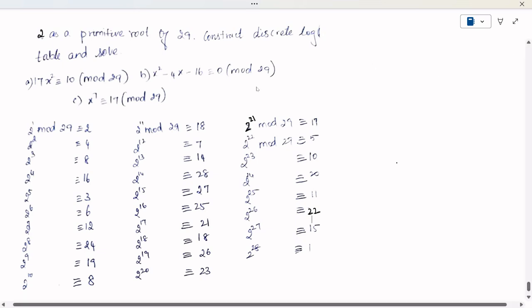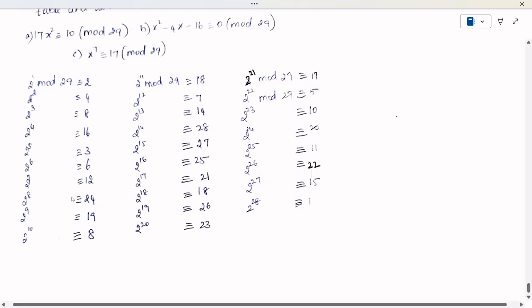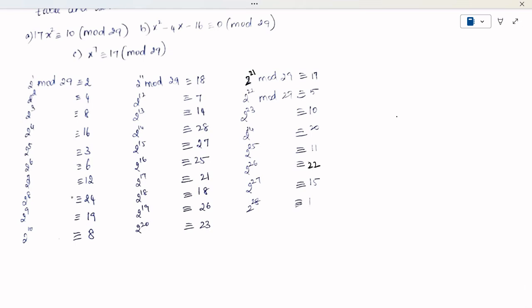Okay, I have already constructed the discrete log table. You can try it out later. Using this table, now we are going to solve these questions. The first question is 17x square is congruent to 10 mod 29. All these are the values. Using this table, we are going to construct it.